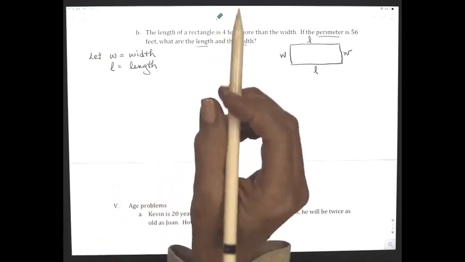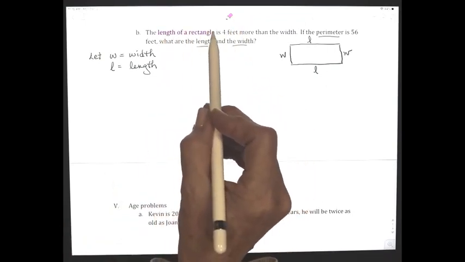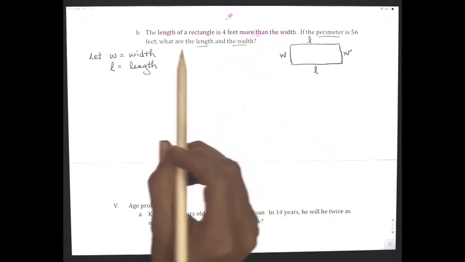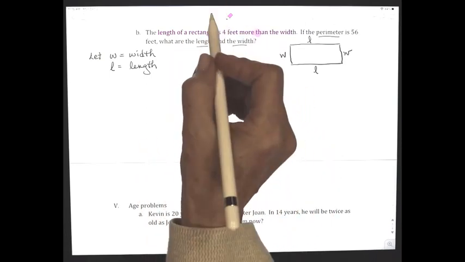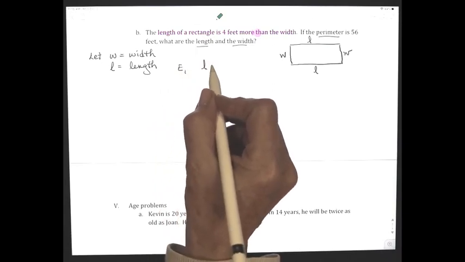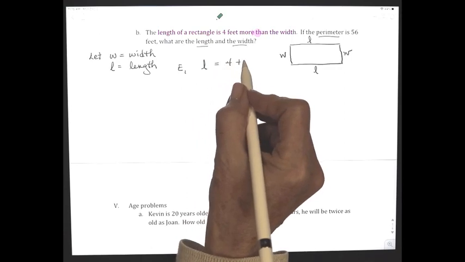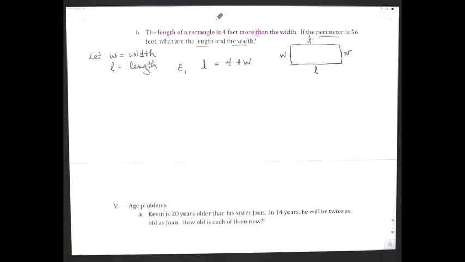All right, so let's see. I think my first sentence is going to give me an equation. The length of a rectangle is 4 feet more than the width. So there's your first equation, just translating words into symbols.